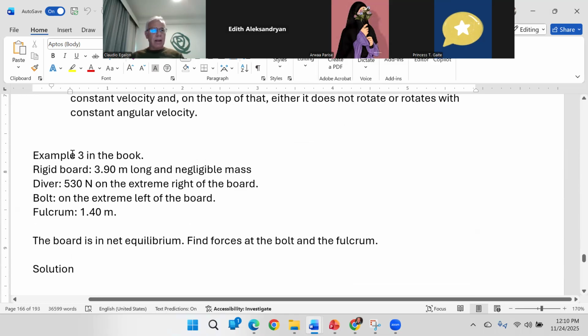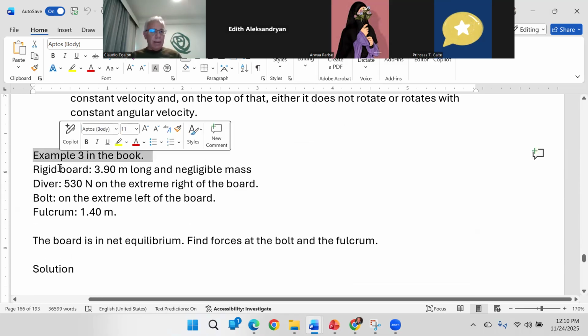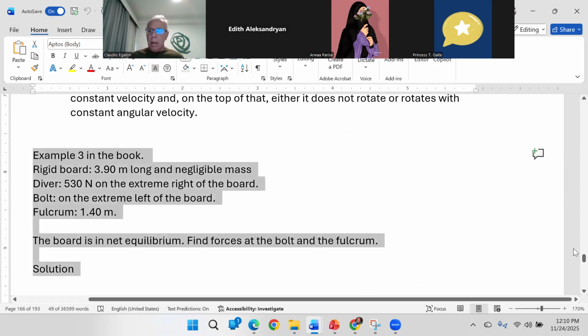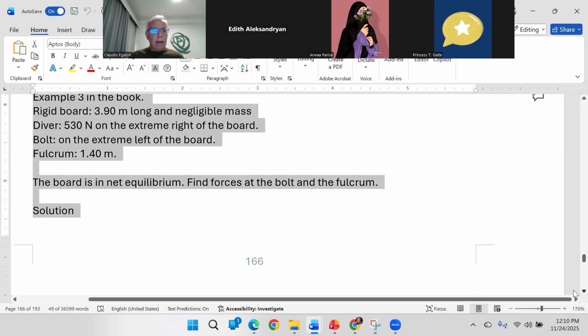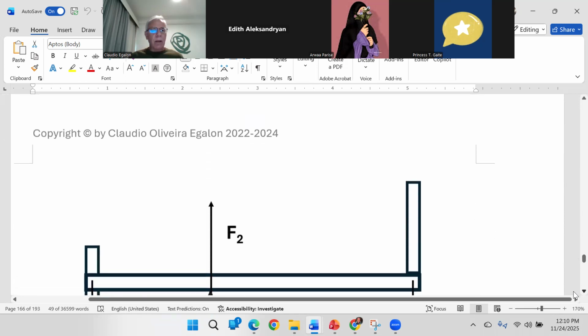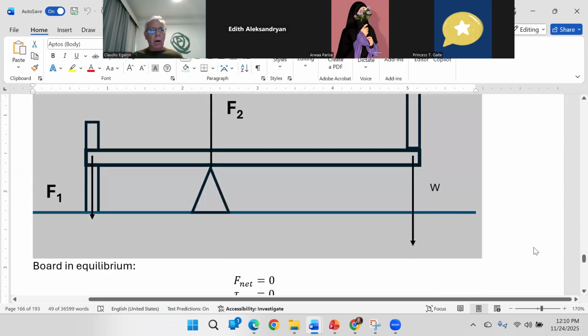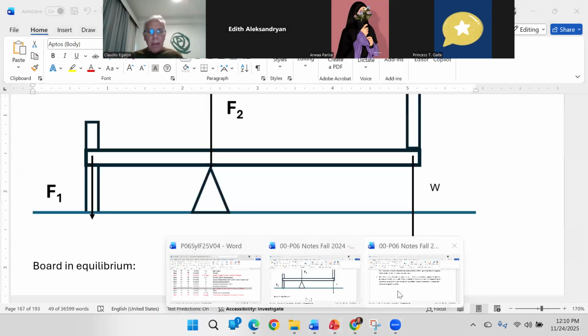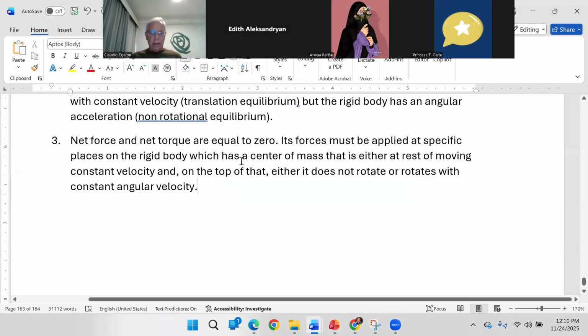Let's take a look, but before we do that, let's take a look here at this other example in the book. It's a nice example. Here's the object. It's a board, a rigid body. I'm going to copy and paste it right in here.